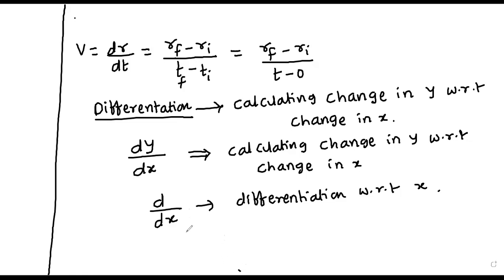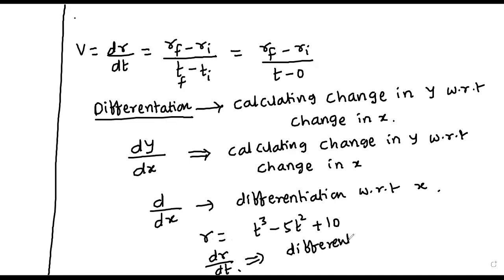Now, suppose the displacement is varying like t cube minus 5t square plus 10, and we need to find velocity. It is not simply r by t now, it is dr by dt. So, in order to find dr by dt, we have the differentiation tool.